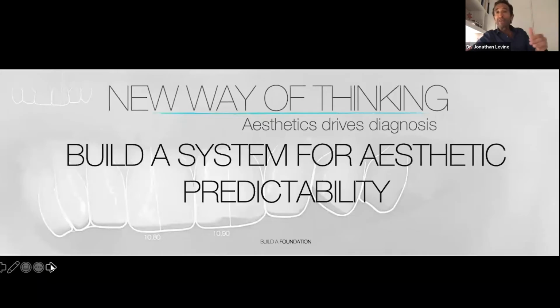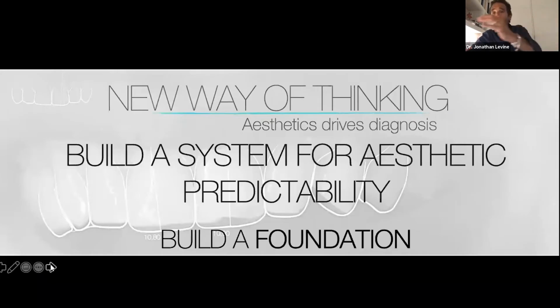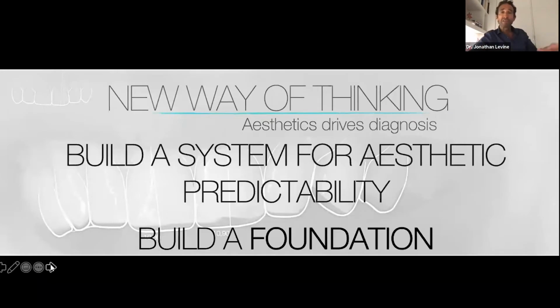So aesthetics drives our thinking, not structure, function, biology and then aesthetics. Aesthetics is really the first thing we do, and then we follow with structure, function and biology. So building a system for aesthetic predictability, by doing a system and a process, will build a necessary foundation for us to visualize these cases, figure out where we're starting, identify where we are, and figure out the treatment plan to get there.